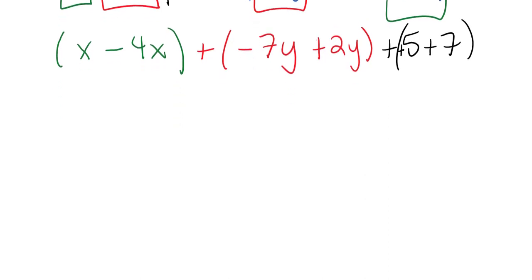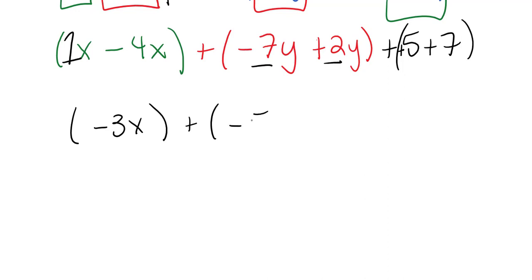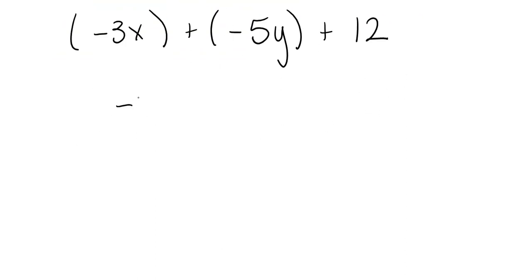Now let's start to actually combine the like terms. So we have this could be 1x minus 4x. Well, that becomes negative 3x. We have negative 7y plus 2y. So we're just adding the numbers, we're keeping the variable. So that's negative 5. So minus 7 plus 2, negative 5, and we keep the y. Plus 5 plus 7, so that's 12. So we can just rewrite this as minus 3x minus 5y plus 12.